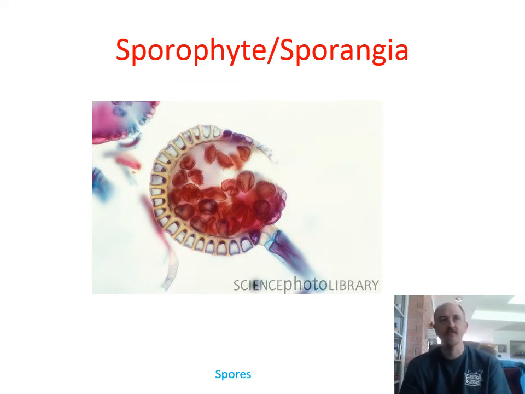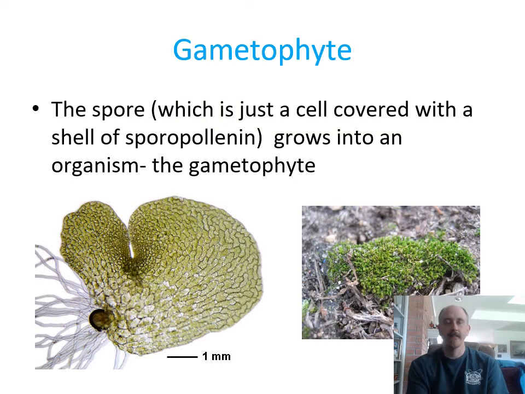Spores are made in a structure, a part of the sporophyte called the sporangia or sporangium. That's just the actual structure that makes the spores. It's part of the sporophyte. And then the gametophyte grows from a spore, which is just a cell covered in sporopollen. And think of sporopollen like a spacesuit. If it was just a cell on its own, it would dry out and die, but it's covered in this protective layer. And this spore grows into a gametophyte.